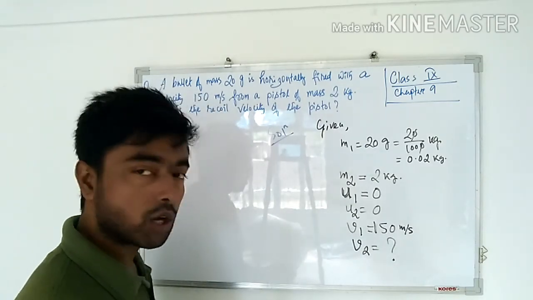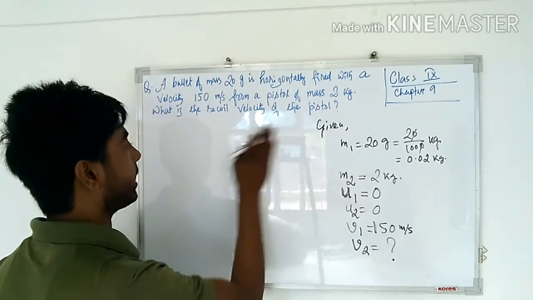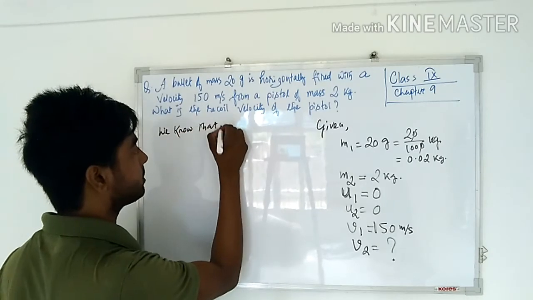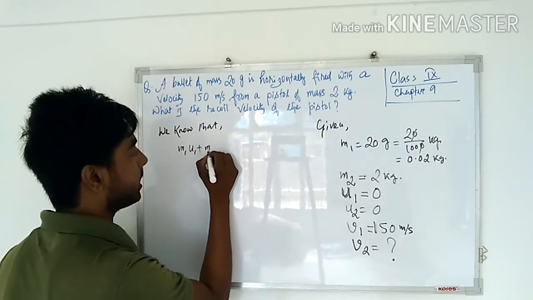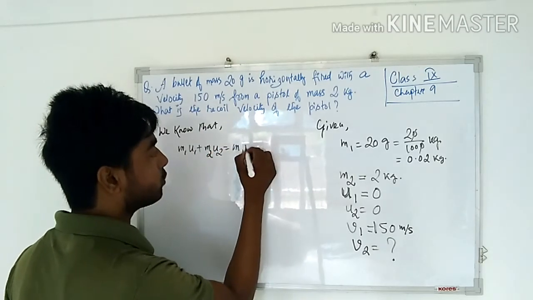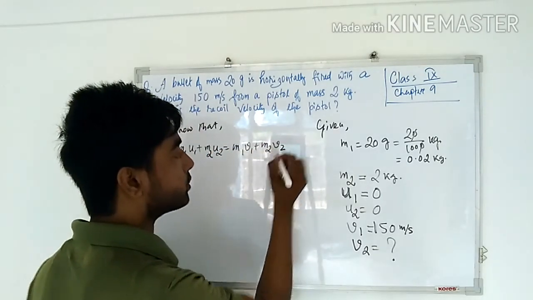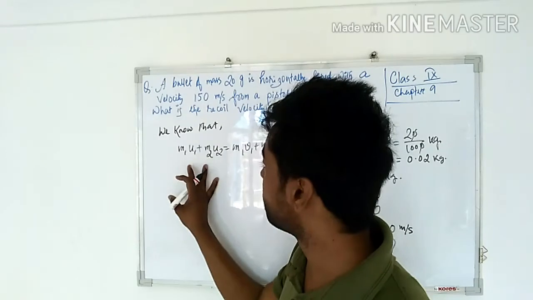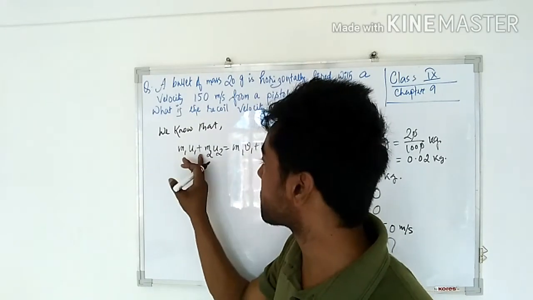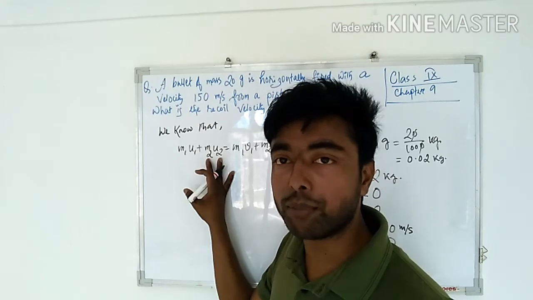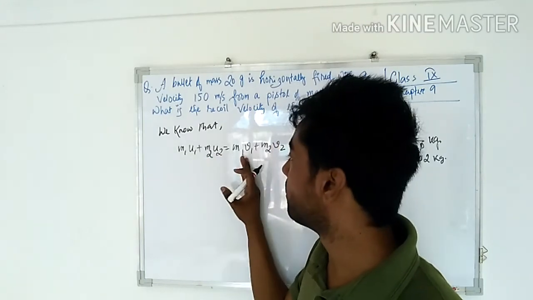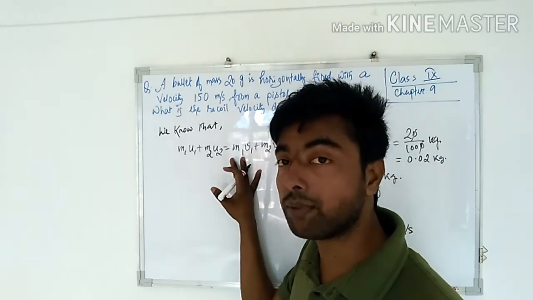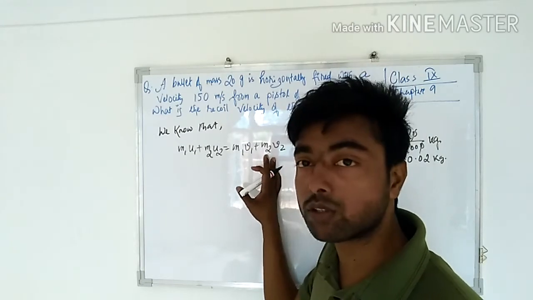We know that from the law of conservation of momentum, M1 U1 plus M2 U2 is equal to M1 V1 plus M2 V2. Is it? This is the law of conservation of what? Momentum. Total momentum before collision, momentum of the bullet plus momentum of the pistol before collision, should be equal to what? Total momentum of the system after collision.